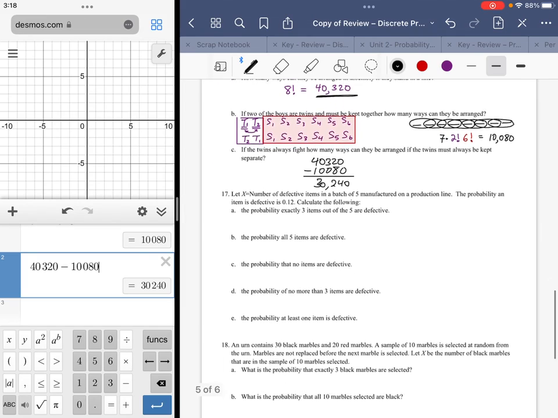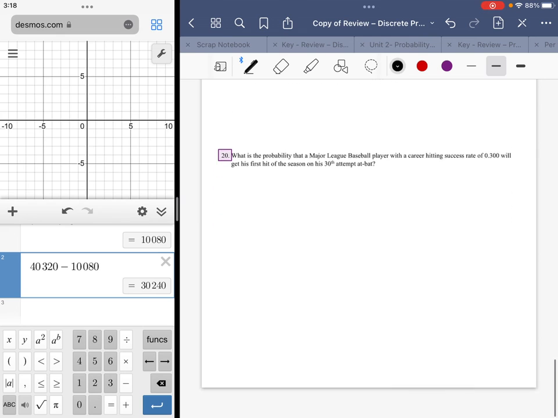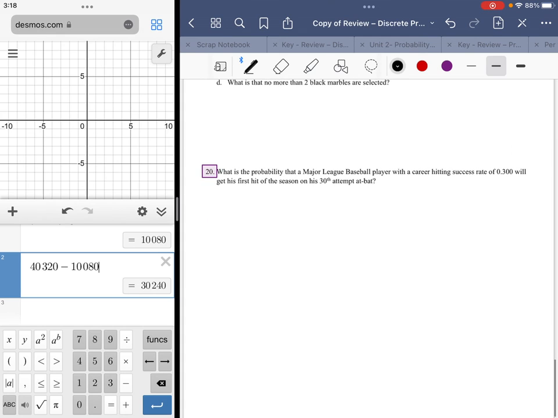All right, and so then number 20, what's the probability a Major League Baseball player with a career hitting success rate of .3 would get his first hit of the season on his 30th attempt at bat? Well, you have to make an assumption of independence here. Otherwise, there would really be no other way to do this. If his first hit is going to happen on his 30th attempt at bat, that would mean that he would have to fail the first 29 times, then succeed.